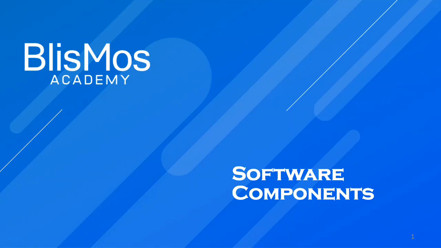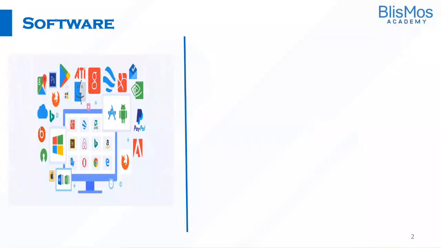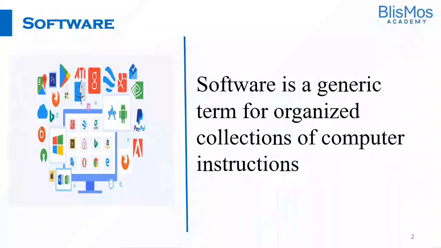As a part of this video, we'll understand what is software and what are the different components of the software. First of all, what is software? Software is a generic term for organized collections of computer instructions. So whenever we talk about a collection of computer instructions, we can regard that as a software.